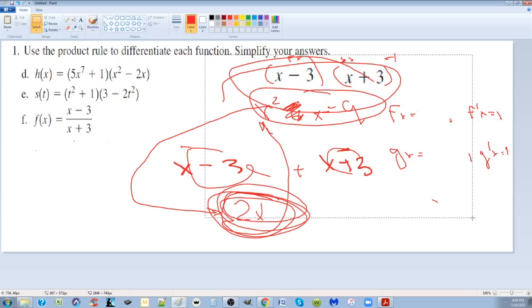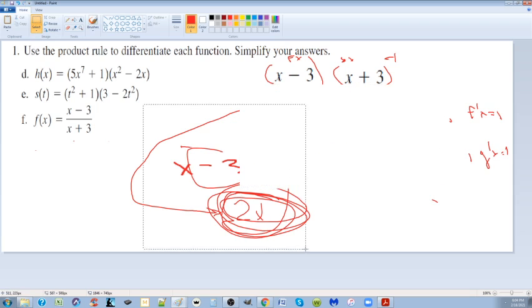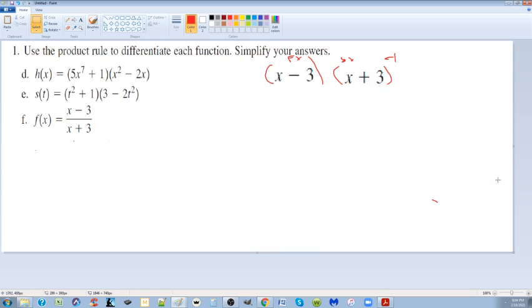Oh, I did something wrong, didn't I? I forgot about the minus 1. Okay, sorry. Let's go back. So, f of x is easy enough. F of x is equal to x minus 3. F prime of x is easy enough. It's just 1. Here's the tricky part.